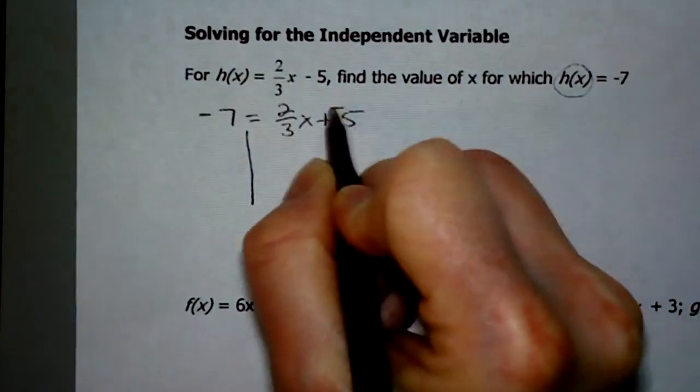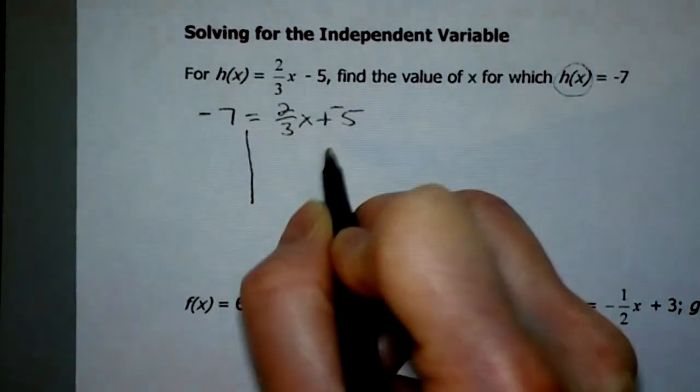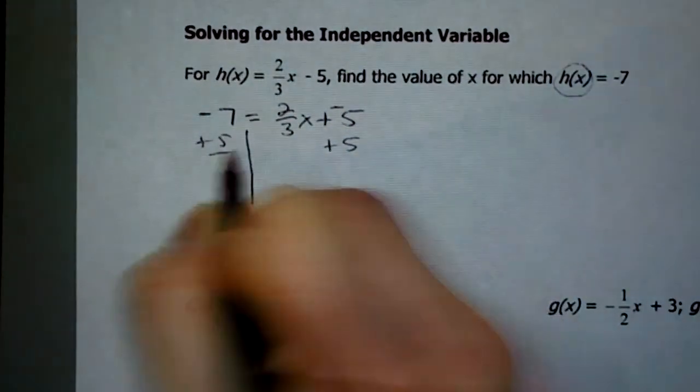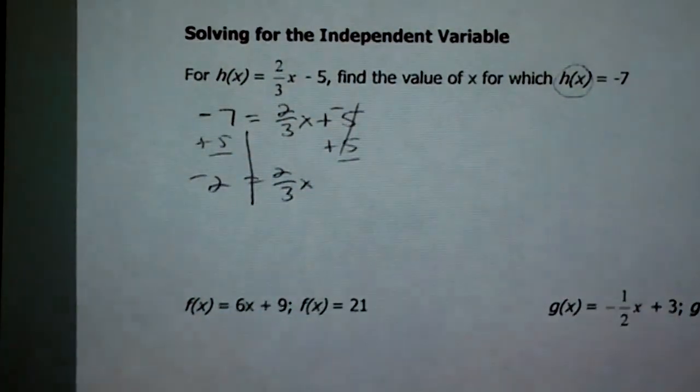And if you're a keep change changer, do it. We need to get rid of the number that's being added to the variable term first. So we add the opposite of that. So we have negative 2 equals 2/3 x, because those are long gone.